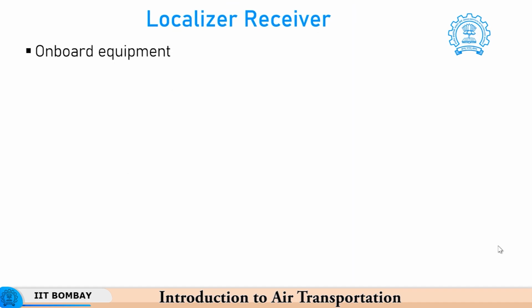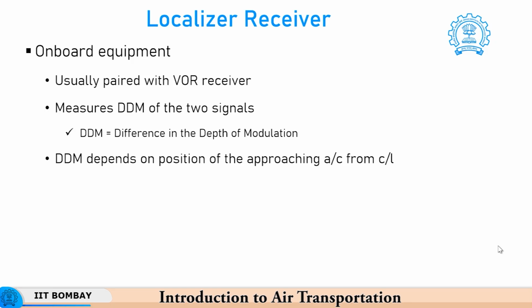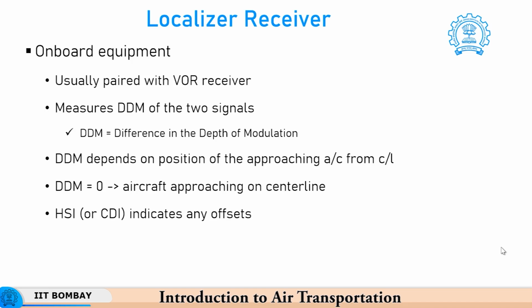Now, we look at the receiver. Receiver is the onboard equipment mounted on the aircraft. It is usually paired with the VOR receiver that you have on the aircraft, and it basically measures the difference in the depth of modulation of the two signals mounted on the carrier frequency. So, the DDM value depends upon the position of the approaching aircraft from the center line, right. When DDM is equal to 0, that means you are perfectly aligned with the center line, and that is what is desired.